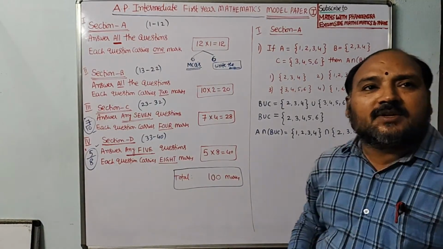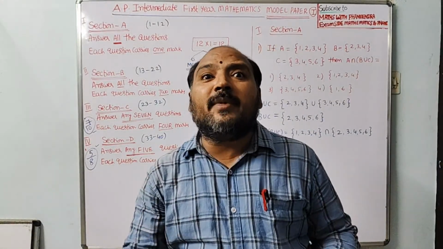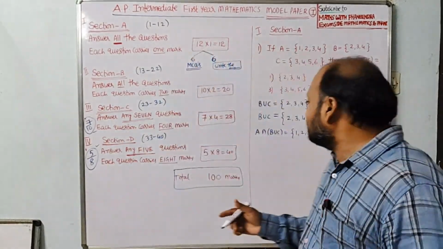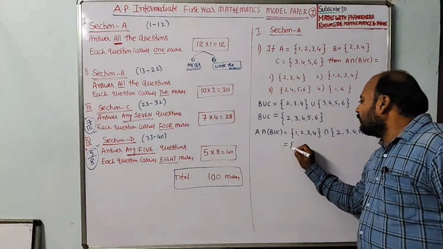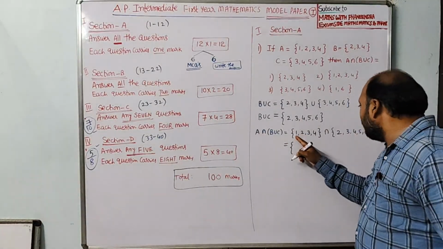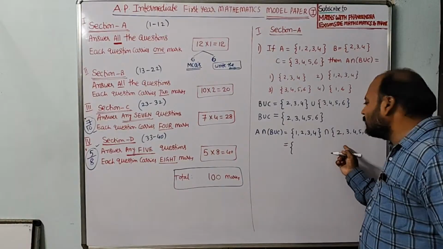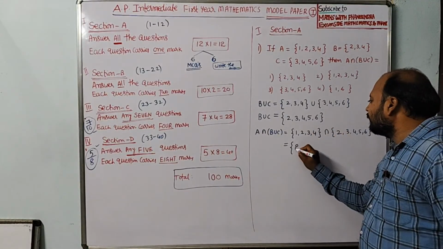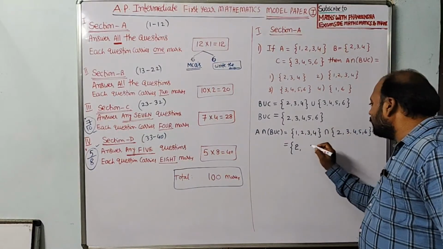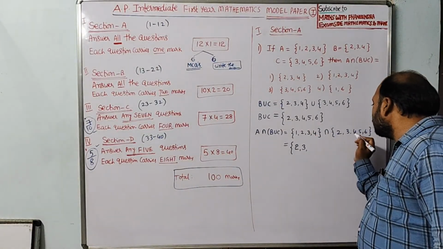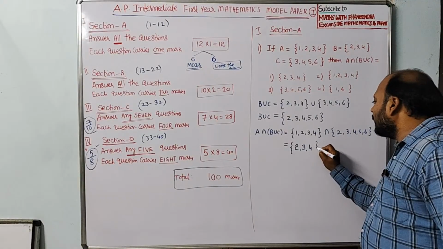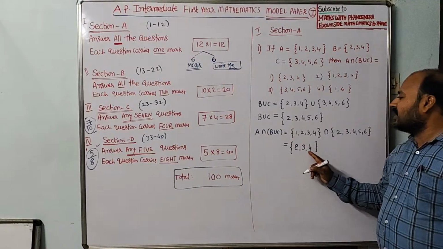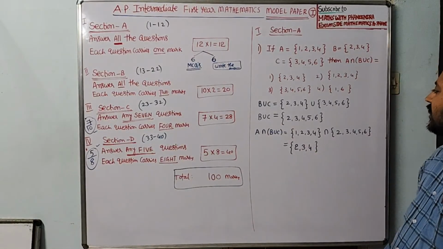Intersection means the common elements in both the sets. The common elements in both the sets, we have to write. First, you take one element. 1 is there in both the sets? No. So you cannot write. 2 is there in both the sets. 3 is also there in both the sets. 4 is also there in both the sets. So A intersection B union C is 2, 3, 4. Set of all 2, 3, 4.